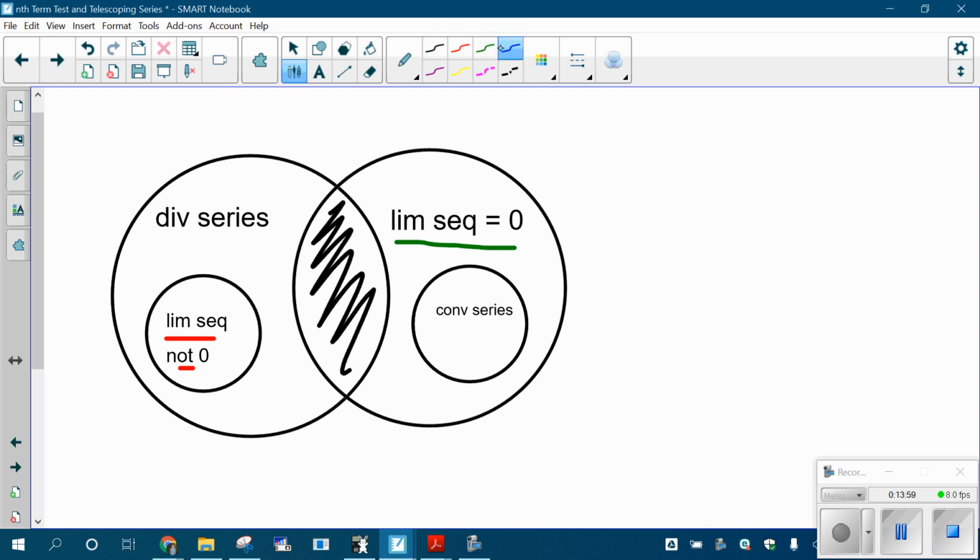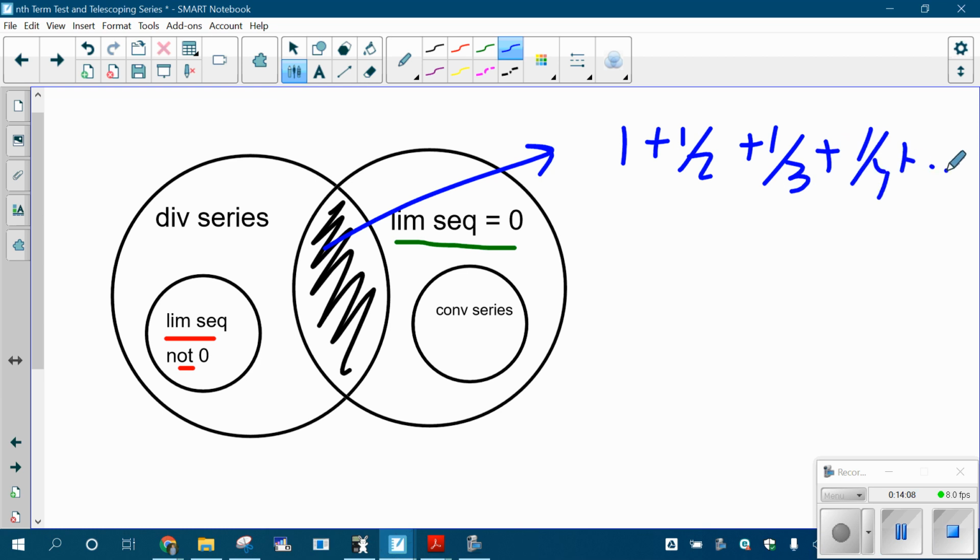What lives here? What has terms getting closer to 0 but diverges? The thing we were just talking about is a great example. The terms are getting closer and closer to 0, yet it's divergent. So just be careful that that sliver in the middle exists.